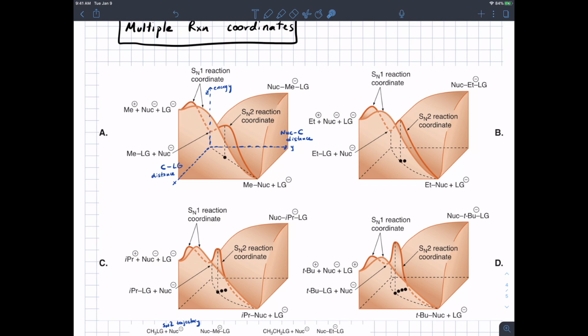But we're going to change the structure of our alkyl group. Now it's ethyl instead of methyl. Ethyl cation is a little bit more stable than methyl cation because of hyperconjugation or a bridging hydrogen, depending on how you want to look at it. So what that does is it takes this corner and moves it down in energy.